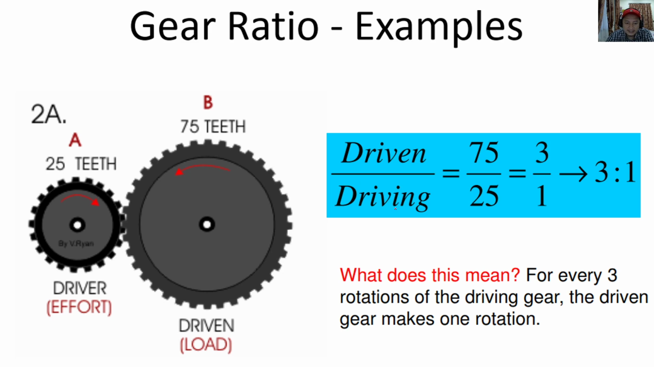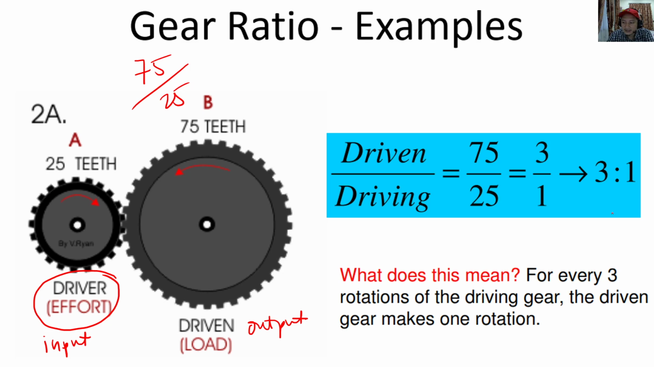So how about this one? Don't look at the answer yet. Close your eyes from looking at the answer. This is the driver, the effort, so this is the input. This is the load, this is the output. So output over input: 75 divided by 25 teeth. So the ratio is 3 over 1, 3 to 1.